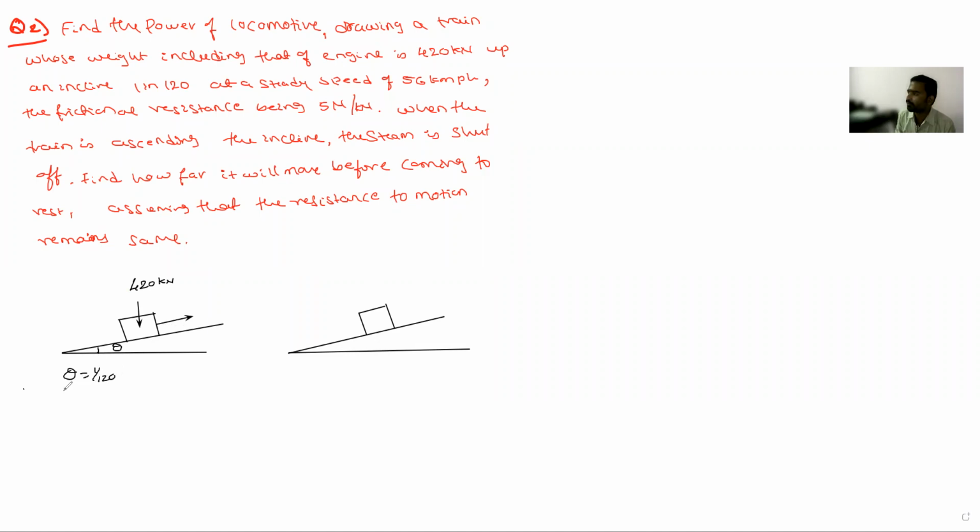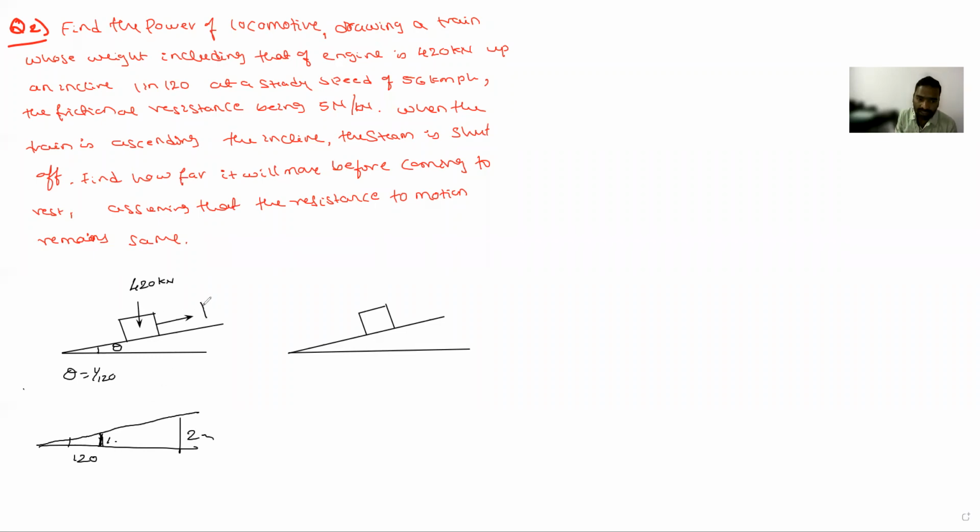What does 1 in 120 mean? It means for 120 meter horizontal, the rise is 1 meter. The road is like this. For 120 meter horizontal, the vertical height is 1 meter. For 240 meter, how much is it? 2 meter. Like this. He has given this angle in terms of a ratio.